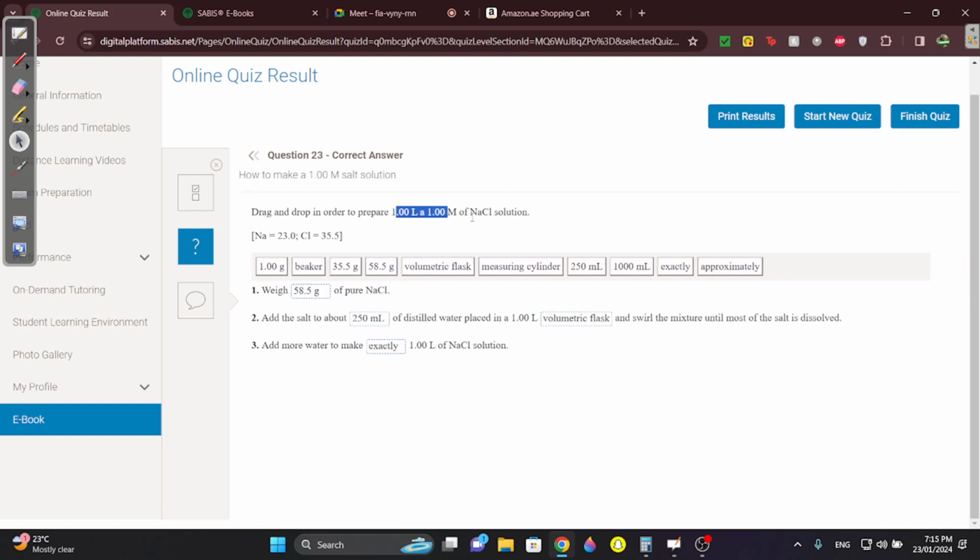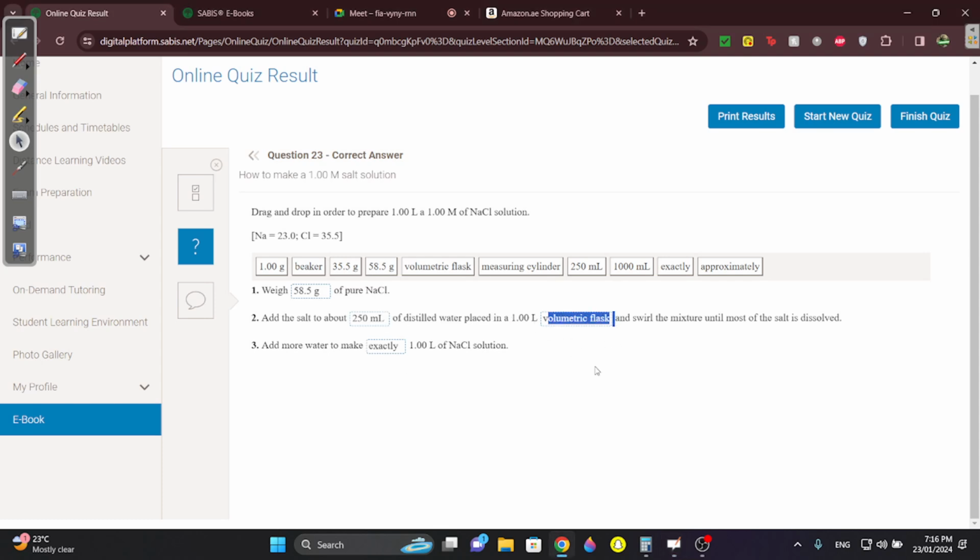Question 23. This is easy. To prepare 1 liter of 1 molar NaCl. If we want the mass, we need the moles. So n equals CV, the concentration times volume, is 1 times 1. So it's 1 mole. So how do you find the mass? n equals m over M. The moles is 1, mass we don't know, molar mass is 58.5 for NaCl. You multiply, you get 58.5 grams. Then you add 250 milliliters of distilled water in a volumetric flask.